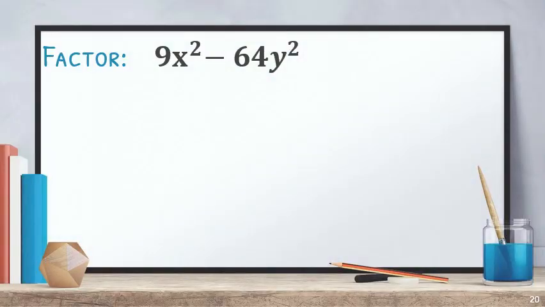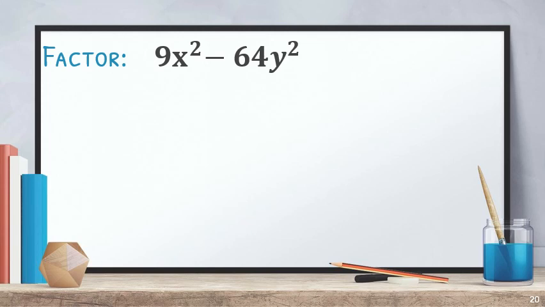Let us have the last example. 9x squared minus 64y squared. So again, check if it is really a difference of two squares. 9 and 64 are perfect square numbers. Check. The exponent used by x and y is divisible by 2. Check. The operation used is minus.